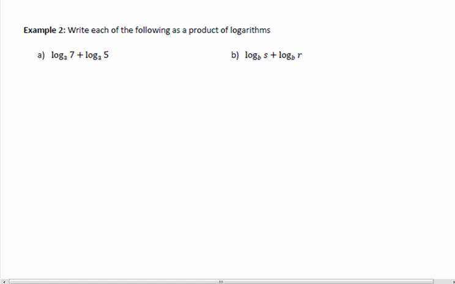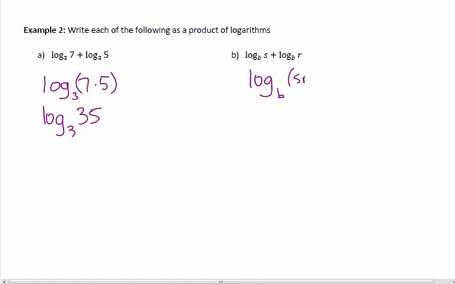Okay, so let's go backwards. What will this become? So writing as a single log. 7 times 5, or you could write that as log 3 of, what's 7 times 5? 35. Okay, so going the other way, writing this as a single log, because the bases are the same, we can write this as log b of SR. Easy, right? It's just practicing to get used to the laws.